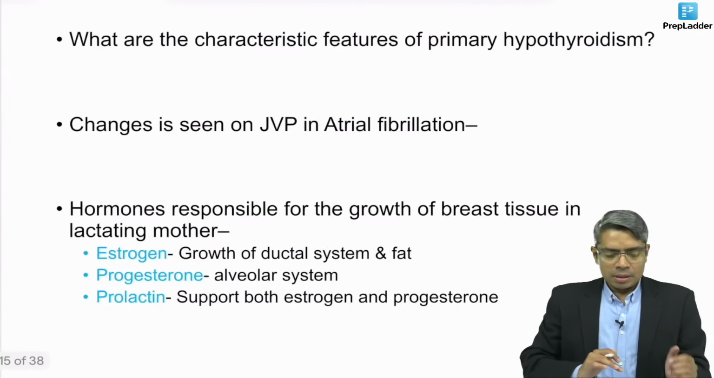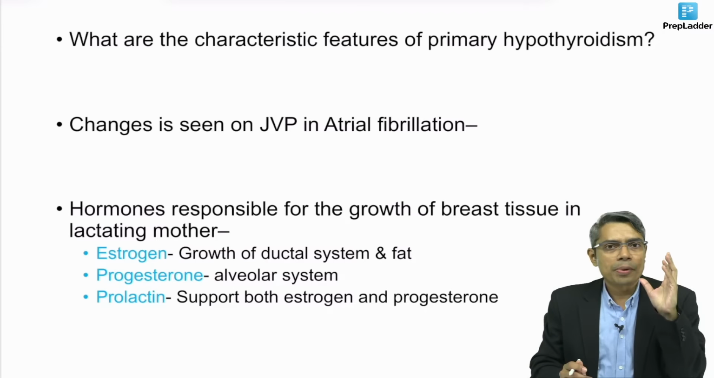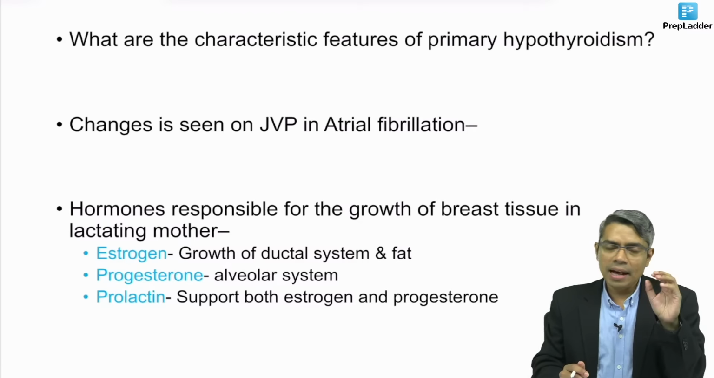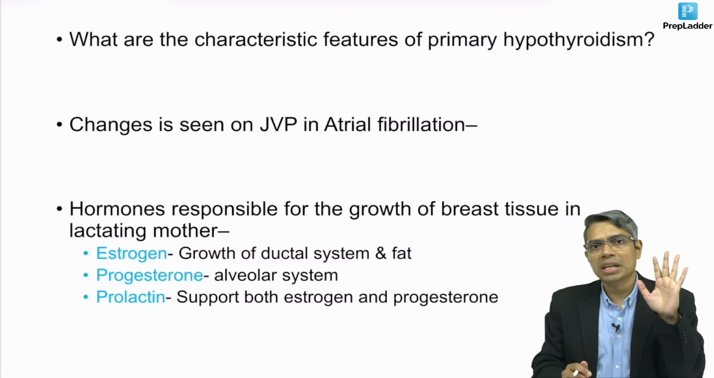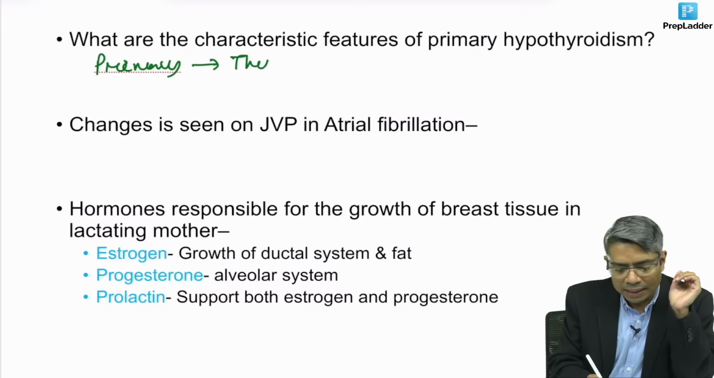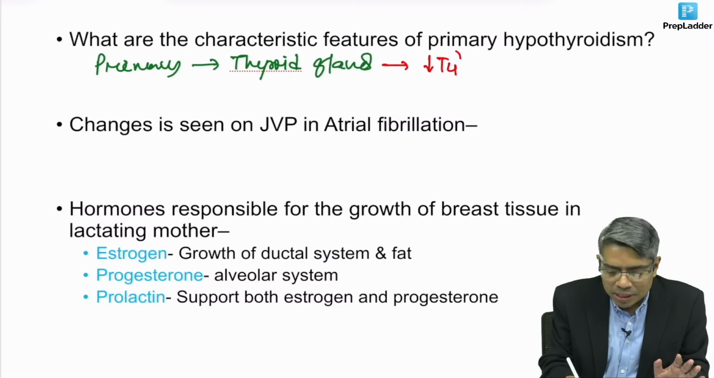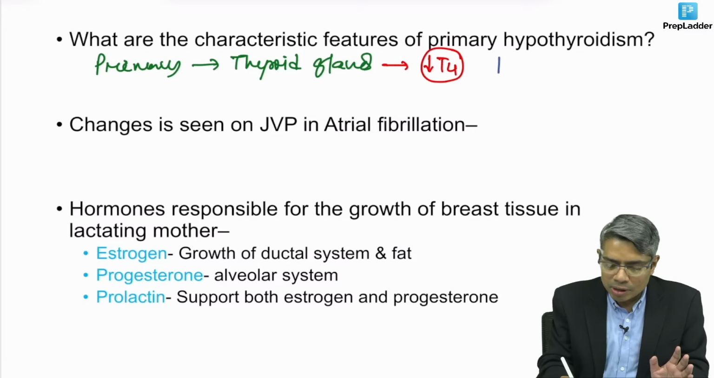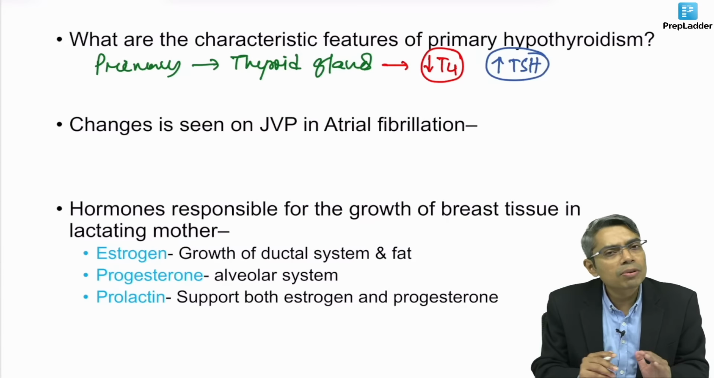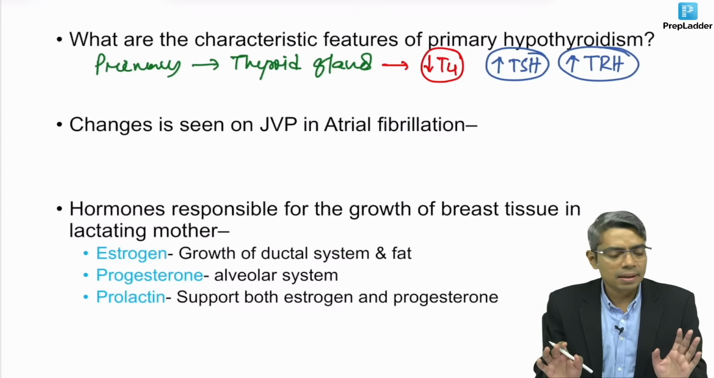Next, what are the characteristic features of primary hypothyroidism? I say like this: primary, secondary, tertiary hypothyroidism. Hypothyroidism means the basic thing is that T4 has to be decreased. Whenever I say primary, the problem is at the level of the thyroid gland. Suppose the thyroid gland is destroyed. Obviously, the T4 secretion is going to be reduced. But if T4 secretion is reduced, the TSH has to be increased because negative feedback will be lost, and TRH secretion will also be increased. That is typical of primary hypothyroidism: T4 decreases, TSH increases, TRH also increases.